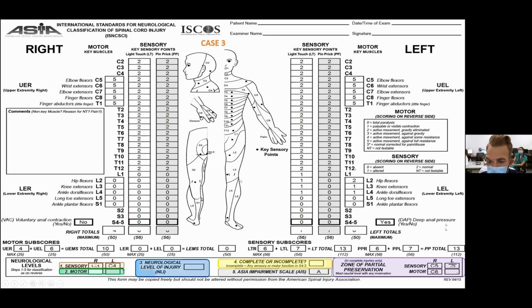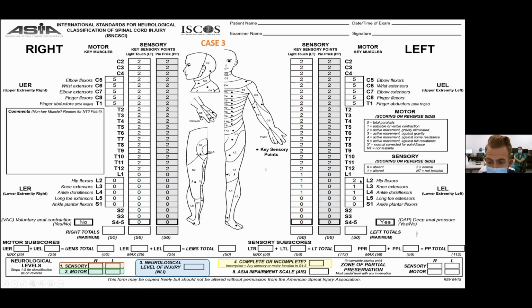All righty. So what would you assign as ASIA impairment scale? Huh, okay. So it is not an A. It's either B, C, D, or E. So let's see. They do have some preserved motor below the level of injury. So, more than 3 levels below the level of the injury?